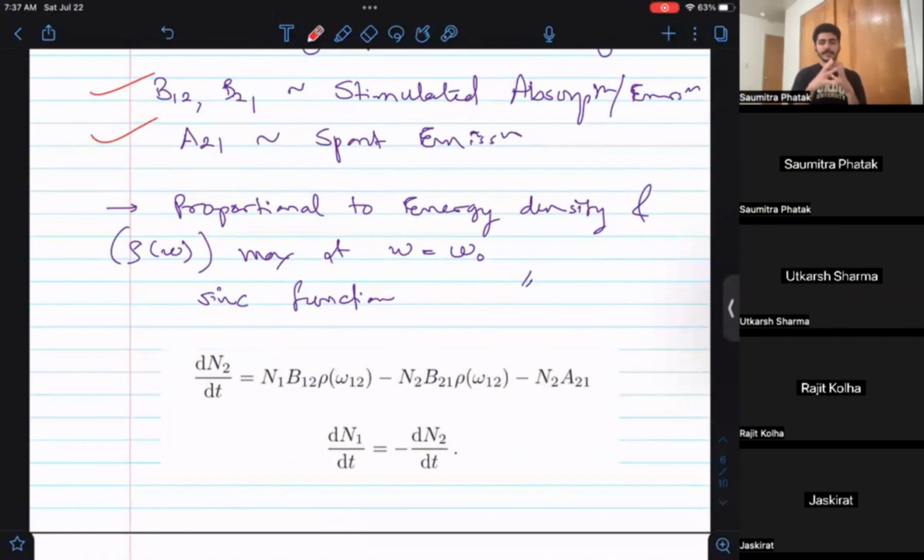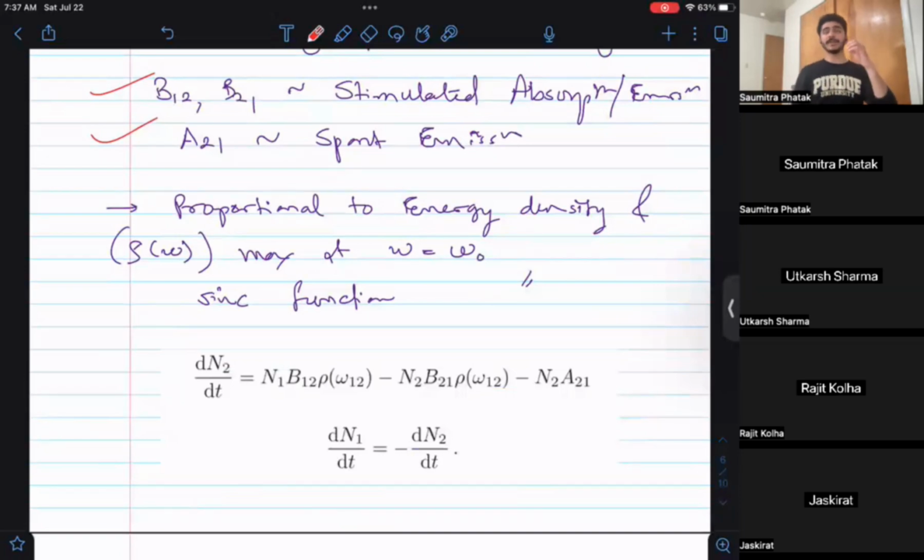So whenever you have incident light of a specific frequency, that light will have some energy density. So that energy density will be a function of frequency. If you have multiple frequencies incident, then the density is different. What I mean by that is the amount of light with a specific frequency is different compared to some other frequency.